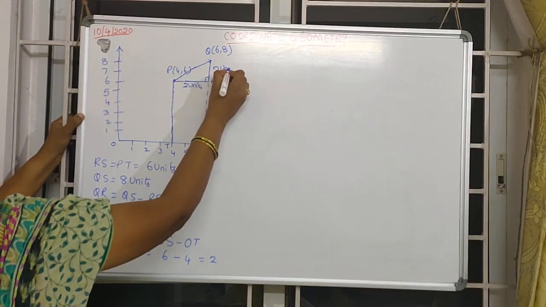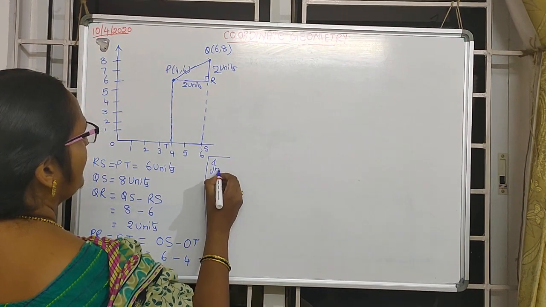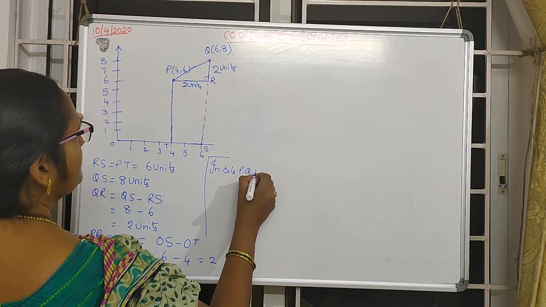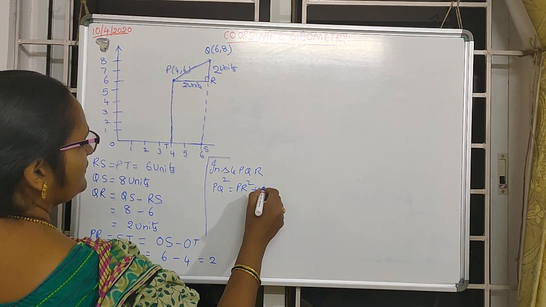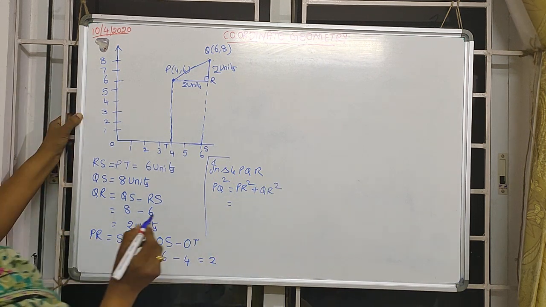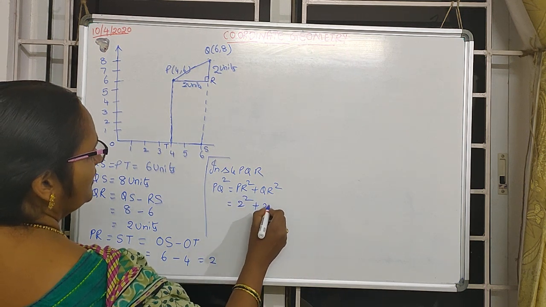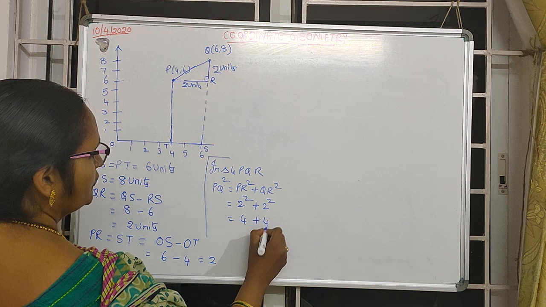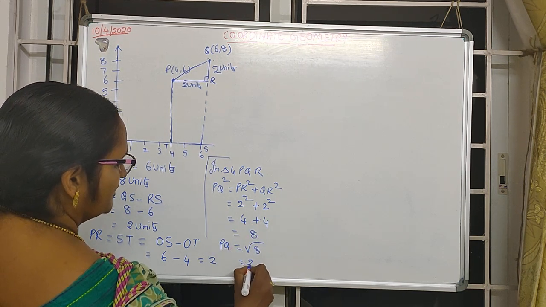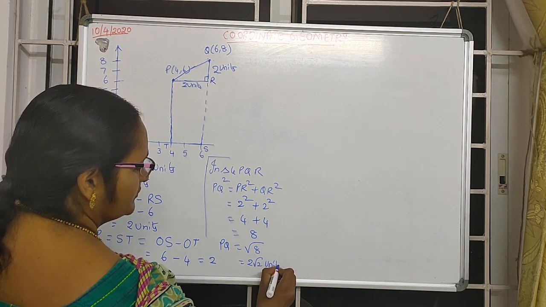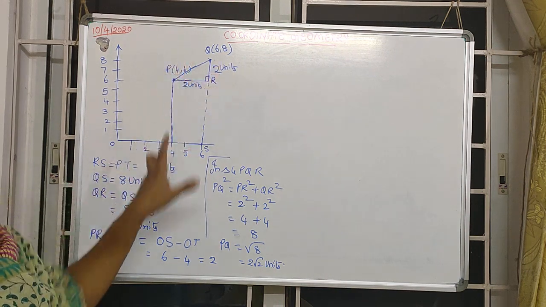Now here we can apply the Pythagorean theorem. In which triangle can we apply it? In triangle PQR, PQ square equals PR square plus QR square. PR square is 2 square, plus QR square is 2 square. 4 plus 4 is equal to 8. PQ is equal to the square root of 8. This is nothing but 2 root 2 units. Clear? If we know the points, we can find this.